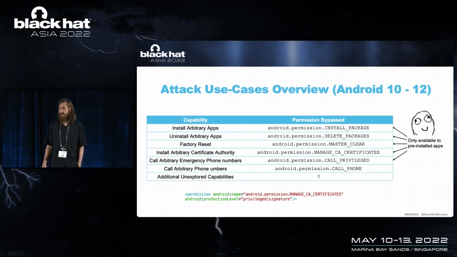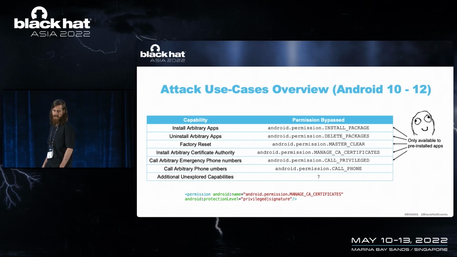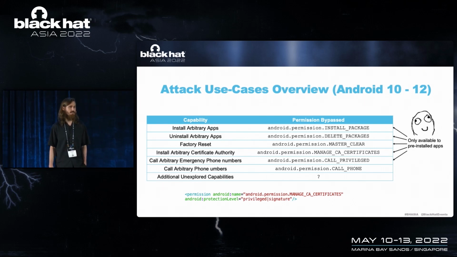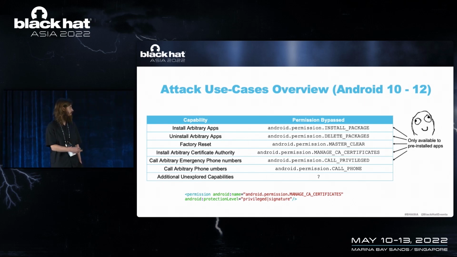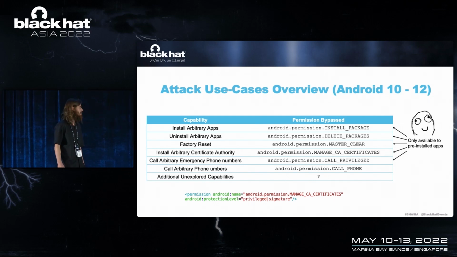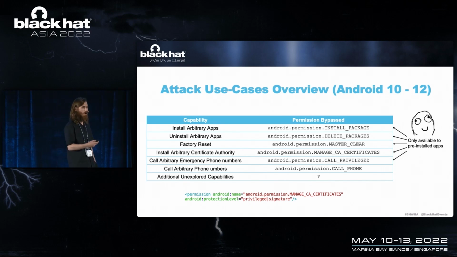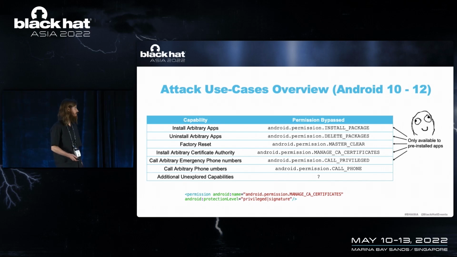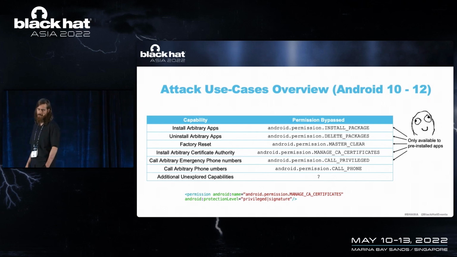So here on Android 10 to 12, we provide some concrete use cases, which on the left shows the capability, what we were able to do. And since this is being done through the Telecom app, which has the requisite permissions to perform these behaviors, our local application that's malicious does not. So for each of those capabilities, we also show the permission that was bypassed.